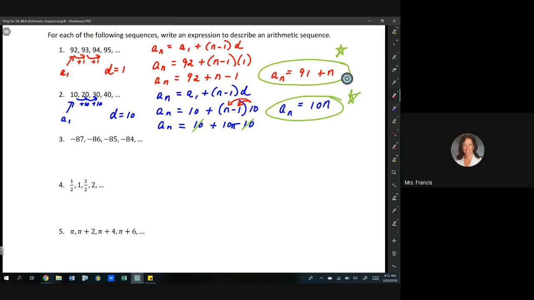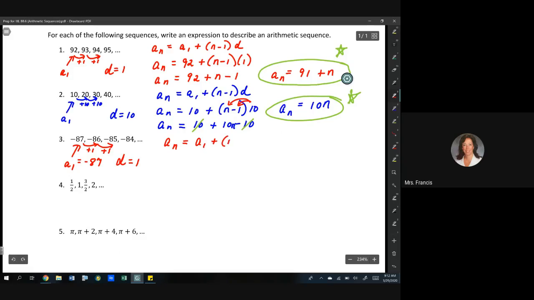All right, let's take a look at the next one. A sub 1 equals negative 87. And the difference between each term, it looks like each time we're just adding 1, because negative 87 plus 1 gives us negative 86. So we know that our difference is equal to 1.